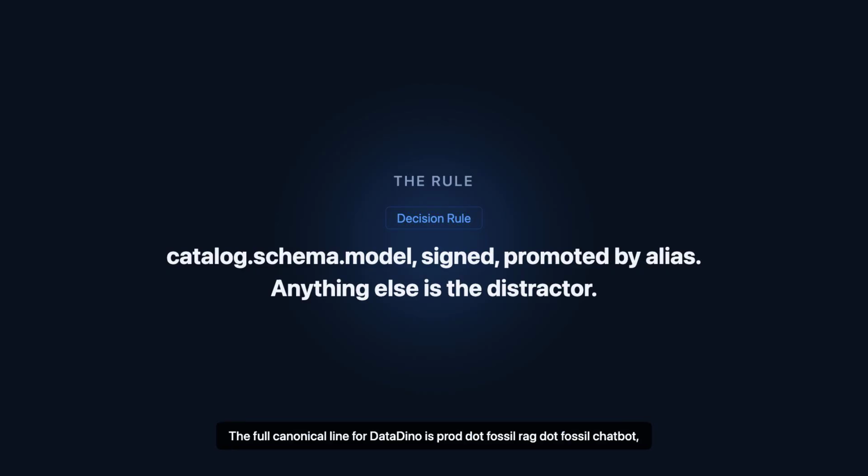The full canonical line for Datadino is prod.fossilrag.fossilchatbot, with a champion alias pointing at the version that's currently serving.